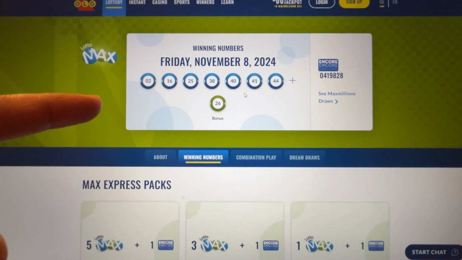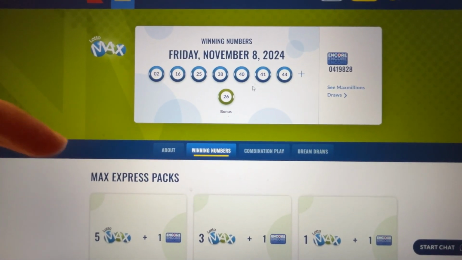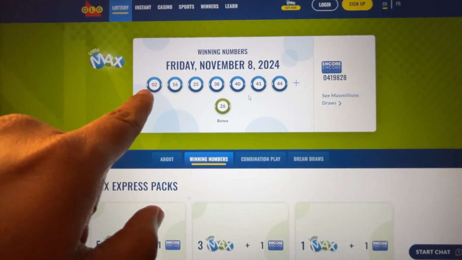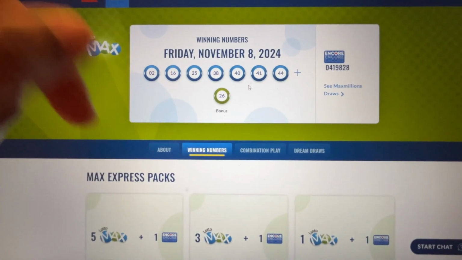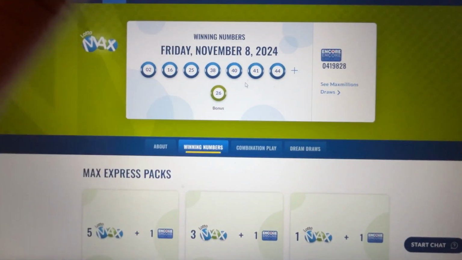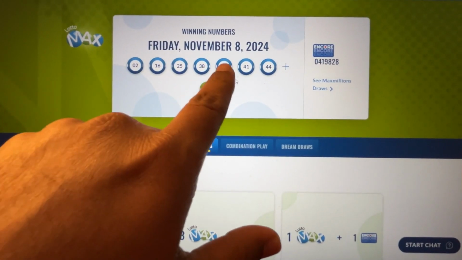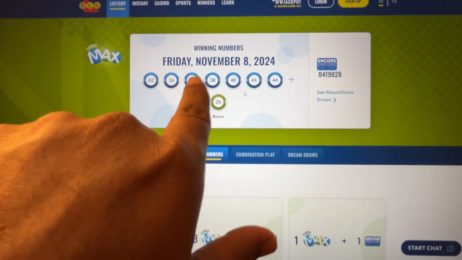So this is the winning number for Lotto Max on November 8. That was the last held draw. And these are the numbers. So if your ticket matches with these numbers, you are the winner. And you can see also the bonus number which is given here. So Lotto Max, remember, it had 7 picks, 1, 2, 3, 4, 5, 6, 7. So that's how this is.